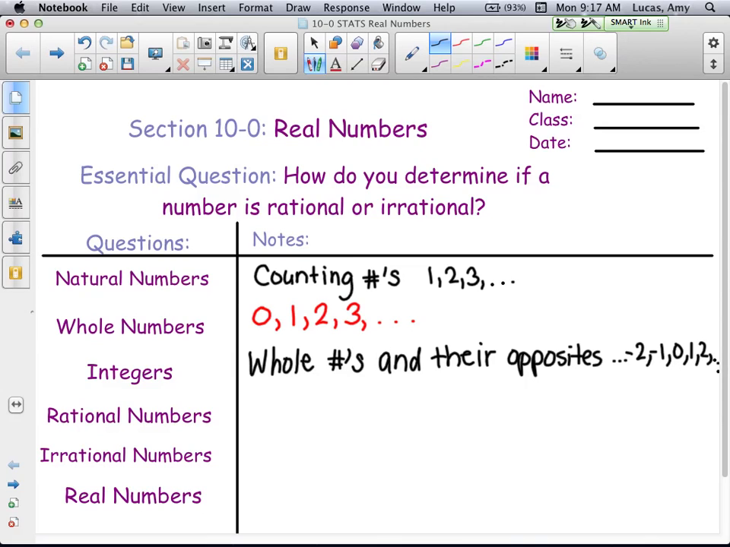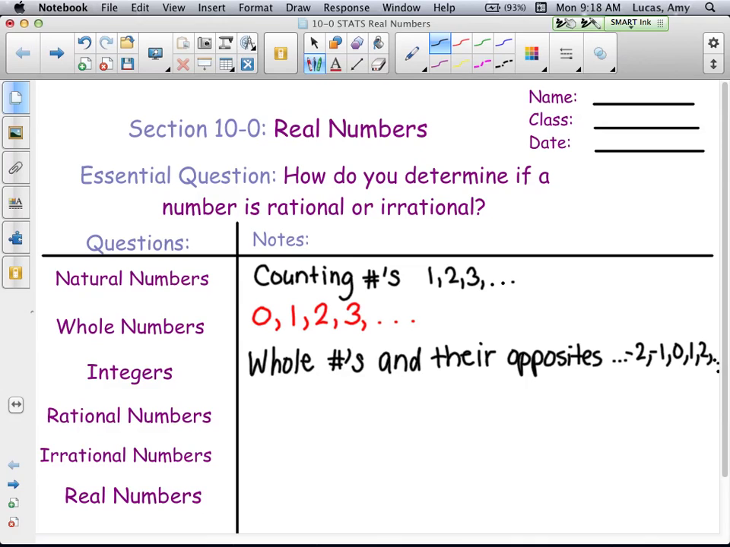Those are the integers. I like to think of them as the numbers that you typically put on a number line, especially if you label your x-axis and your y-axis on a coordinate plane. Those numbers that you use are integers. So they're positive and negative numbers and 0.